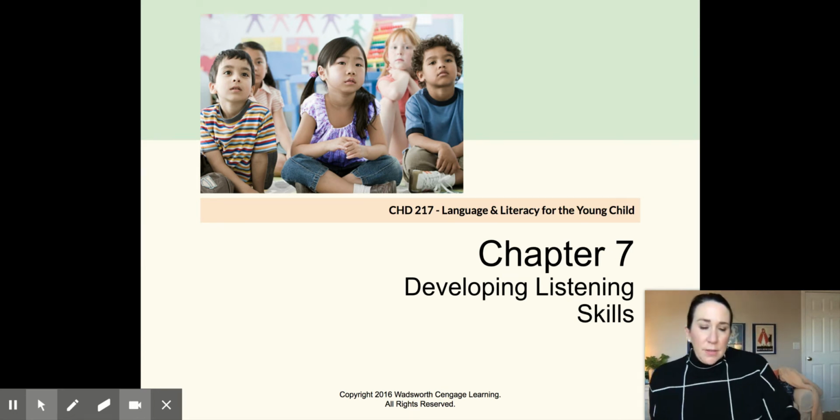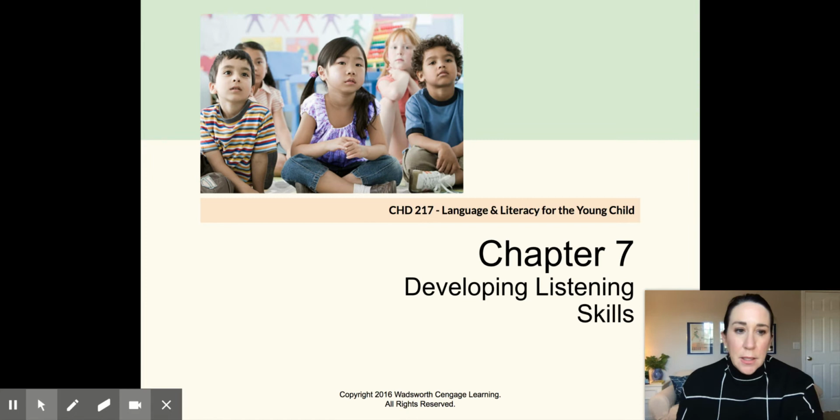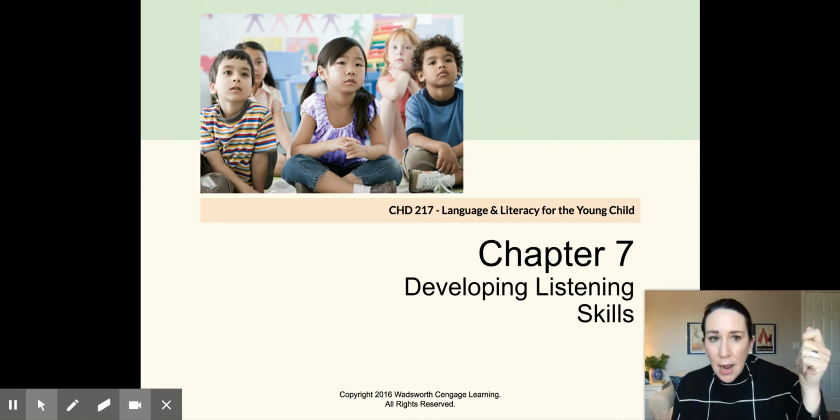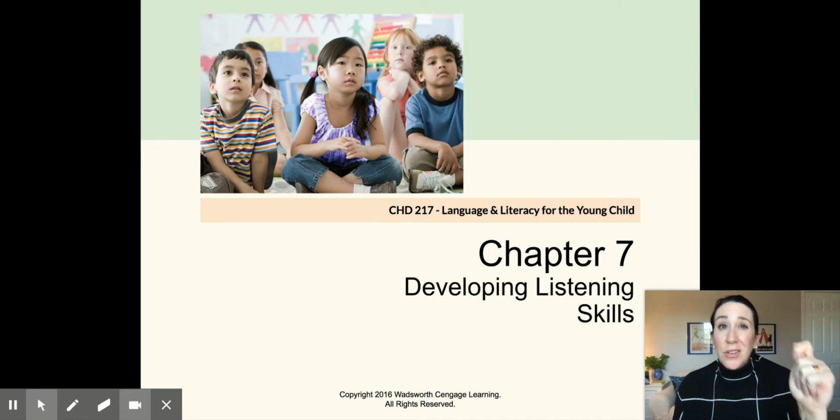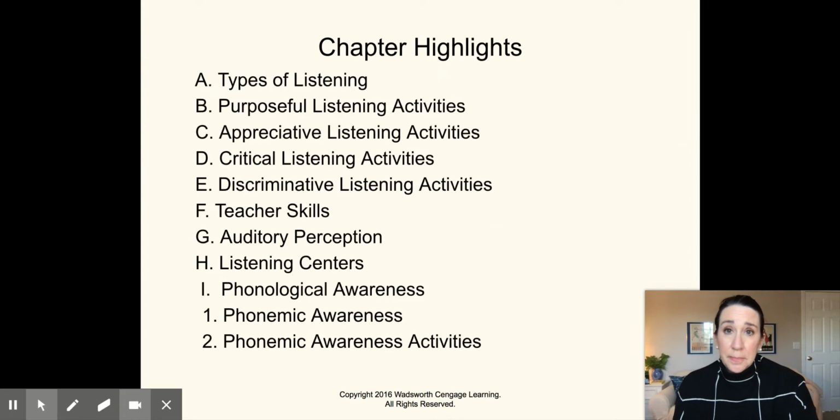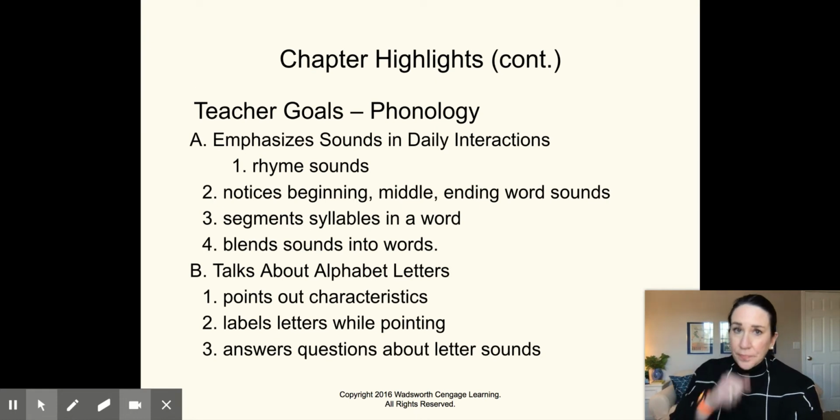Chapter 7, developing listening skills. We've talked about this. It is important for children to learn how to listen. And when you're saying to them, "listen up, put on your listening ears," that's not enough. You need to be very intentional and specific about what it means to listen. So, we're going to talk about a bunch of different activities and ways that you can do that.